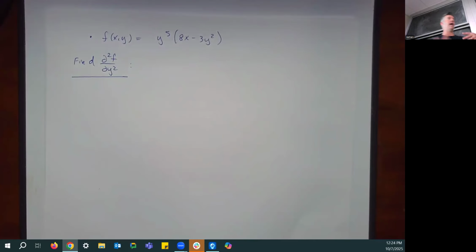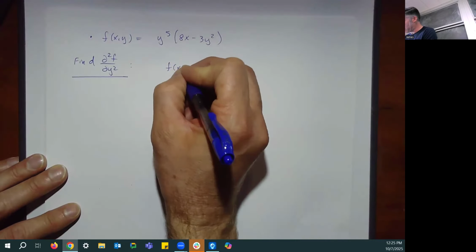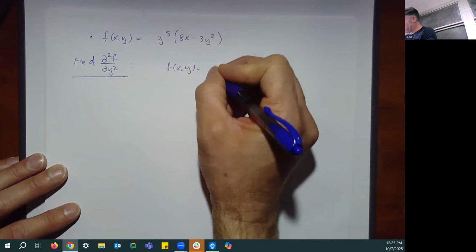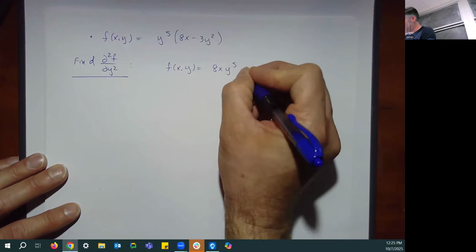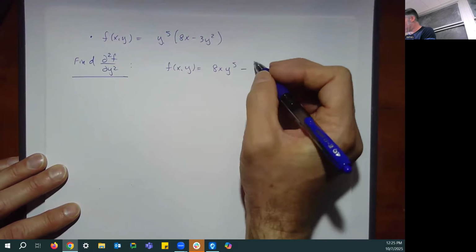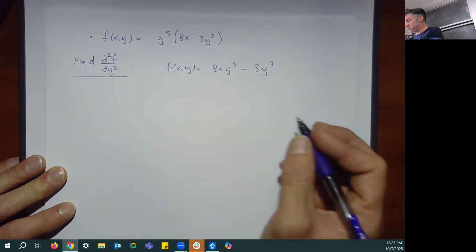As was true in 17a and 17b, if you can make something easier by simplifying it first, that's usually a good idea. So here, before I do anything, my function f of x, y is going to be y to the fifth times 8x, or 8xy to the fifth, minus y to the fifth times 3y squared, which is 3 times y to the seventh. And then taking the derivative is not too terrible.